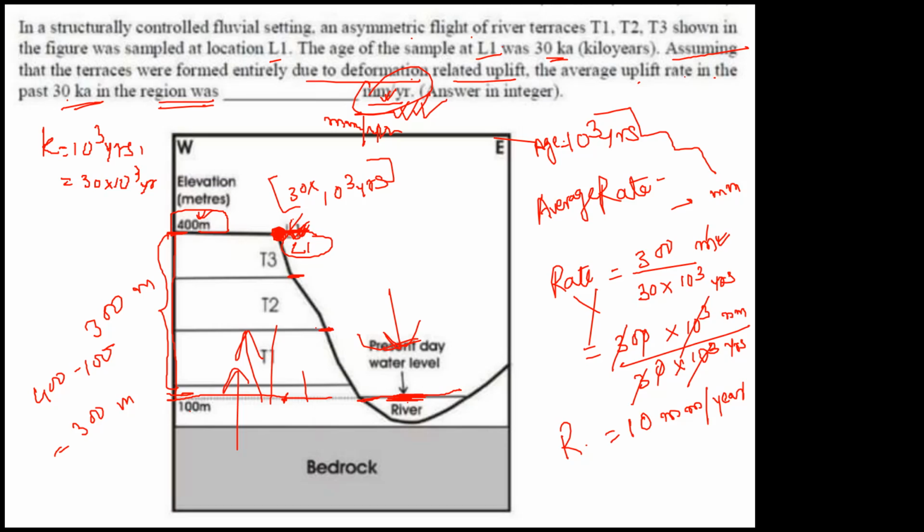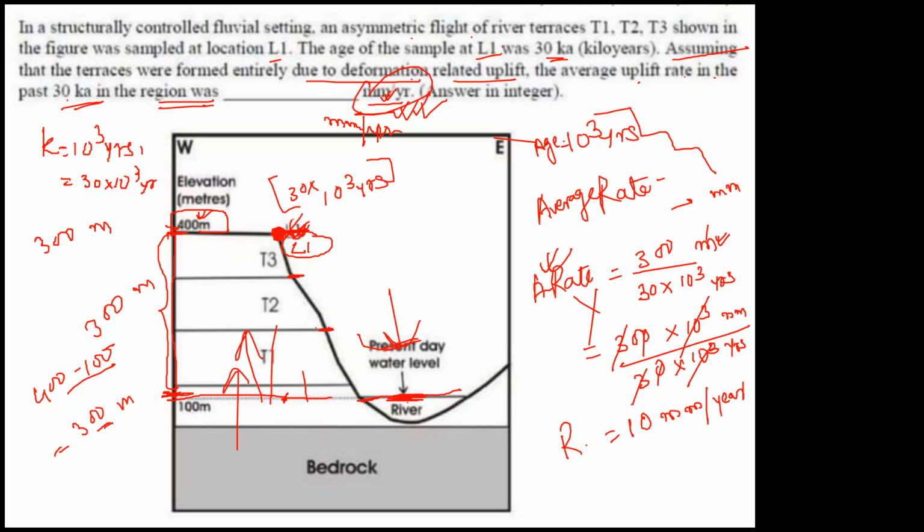Rate means distance by time. So what is the distance it had moved? From 100 meters it had moved to 400 meters. So the total distance it had moved is 400 minus 100, that is 300 meters, right? Now you have to find the average rate, distance by time. So distance is 300 meters and time is 30 kilo years.